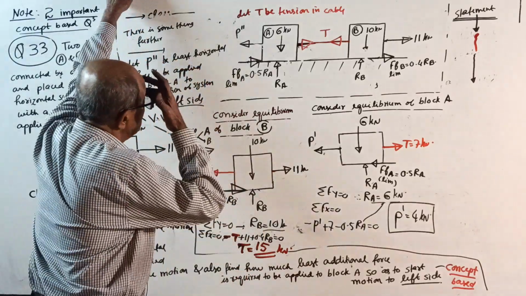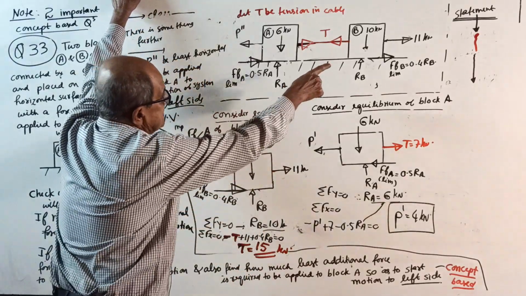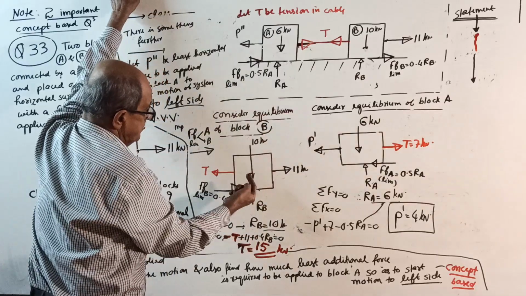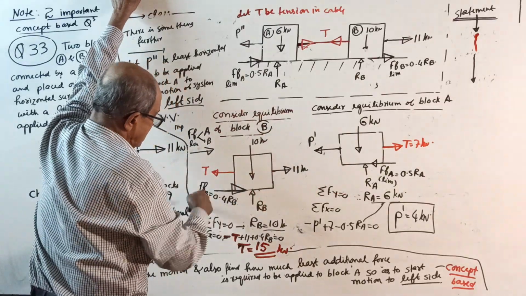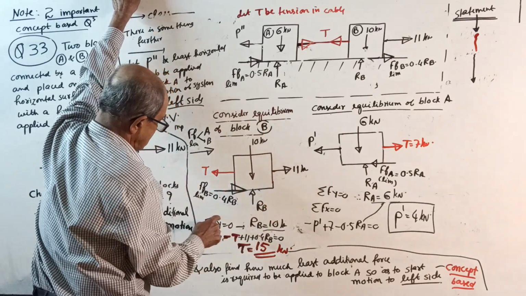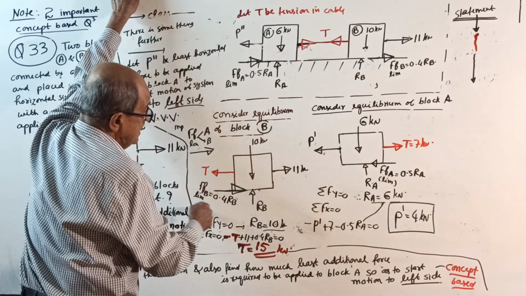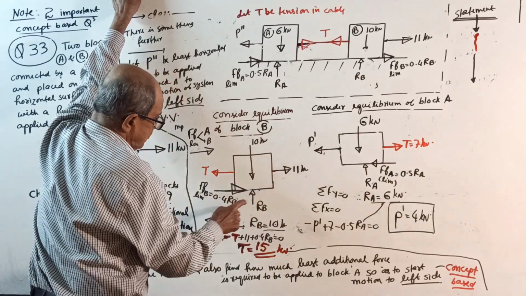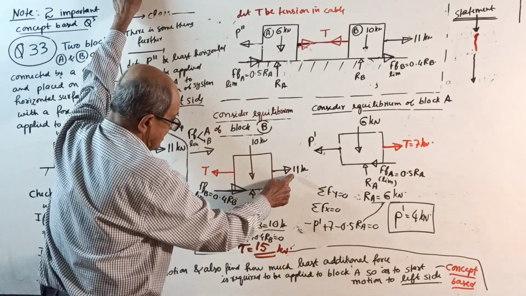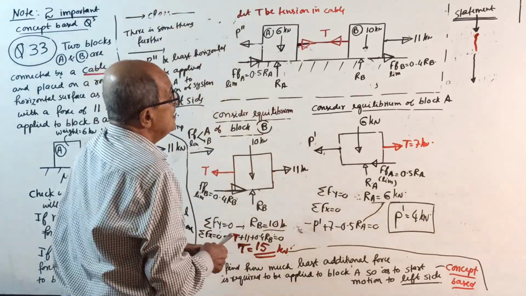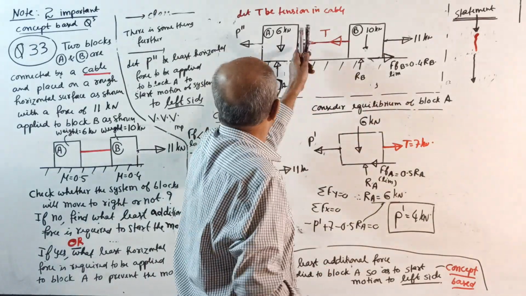Everything correct? We'll check once again. B first: RB equals 10 minus T plus 11 plus 0.4 RB. So RB equal to 10, then minus T plus 11 plus 0.4. 0.4 into 10 is 4. 4 plus 11 is 15. Correct. Okay. Now consider equilibrium of block A.